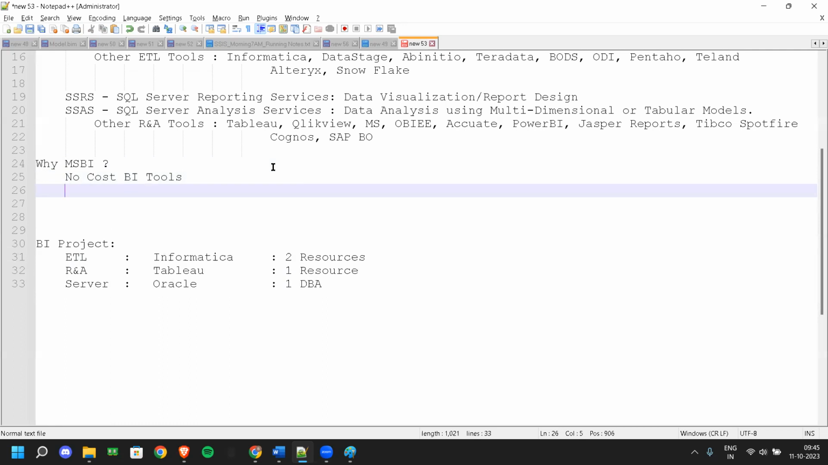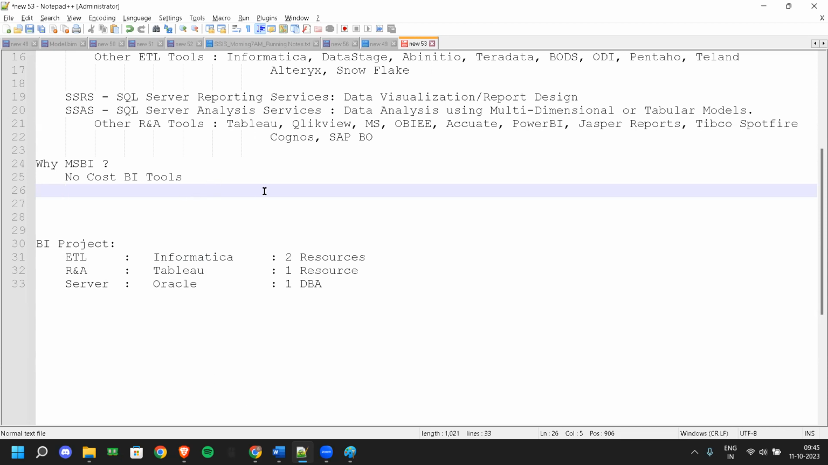Sir, you are saying no cost. See, sir, one question at the end of the session. Yes, no problem, dear. Snowflake is an ETL tool that works on the cloud. Yes, it's an ETL tool.